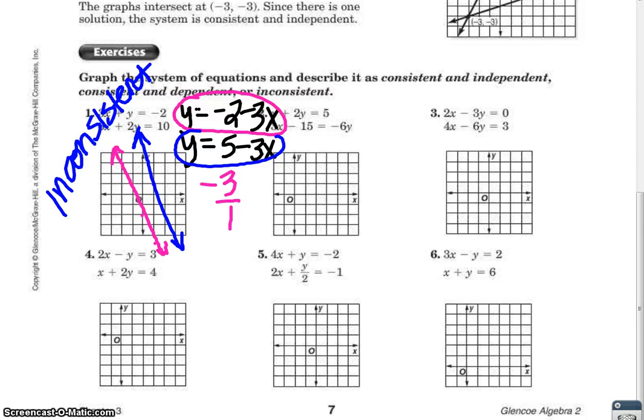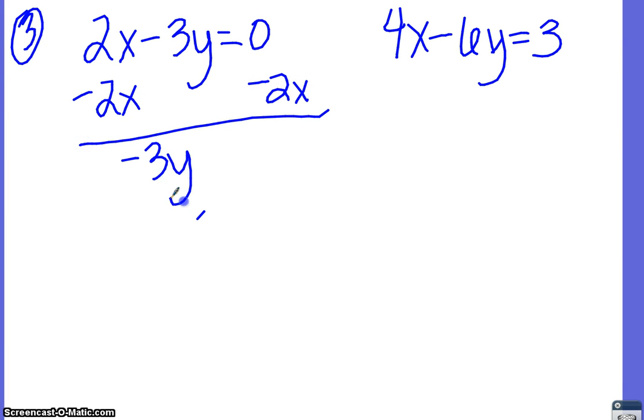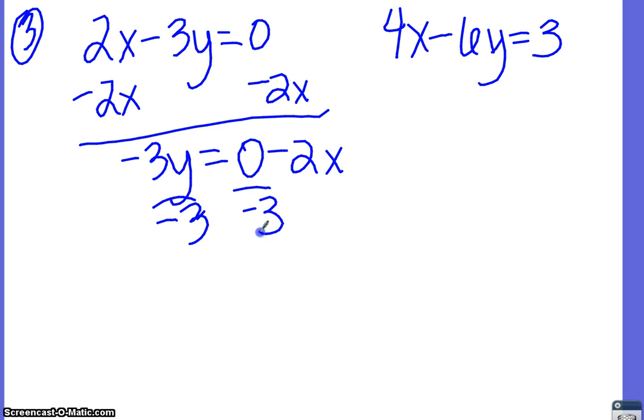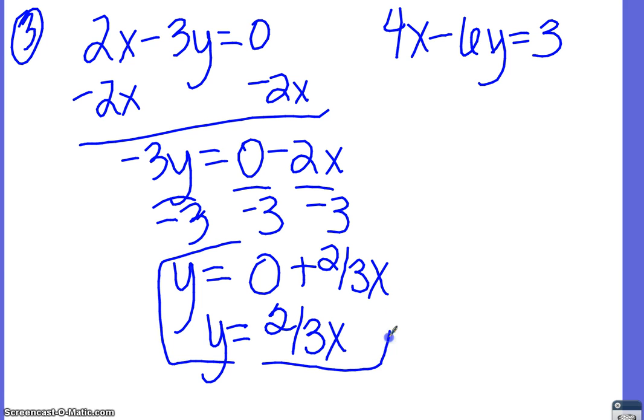I have 2x minus 3y equals 0, and I have 4x minus 6y equals 3. So let's solve both of those equations first. Let's solve 2x minus 3y equals 0 first. In order to get my y by itself, I'm going to subtract 2x from both sides. I get negative 3y equals 0 minus 2x, and I'm going to divide everything by negative 3. So here my equation ends up being y is equal to 0 plus 2/3 x, and that 0 can just go away, so I can write it as just 2/3 x.